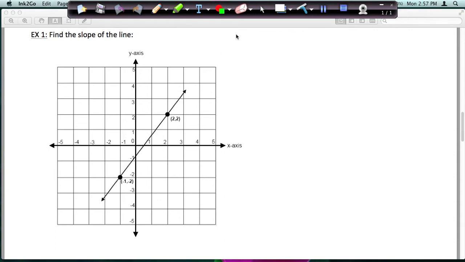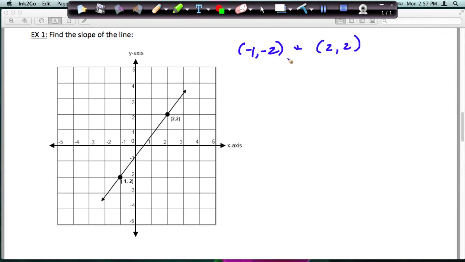Okay, so let's find the slope of this line here. And we're given 2 points, and you only need 2 points to find the slope of the line. So the 2 points that I can see are (-1, -2) and (2, 2).